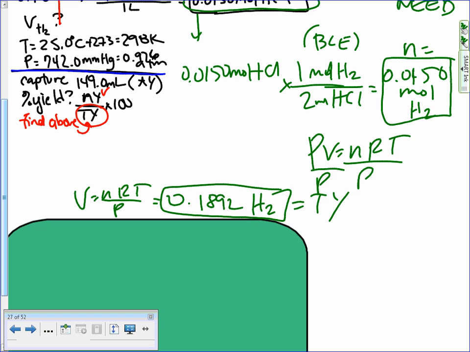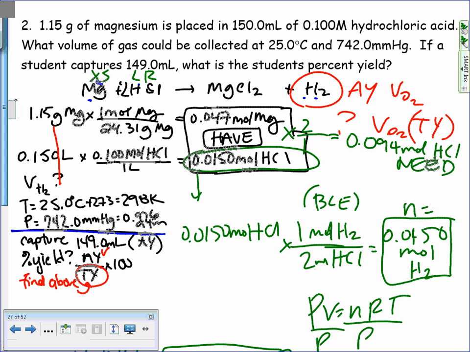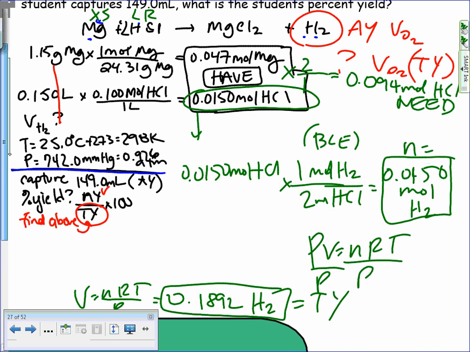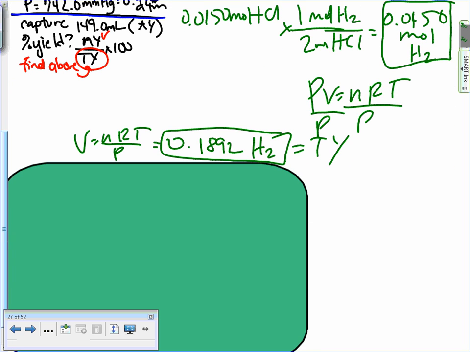Actual yield or theoretical yield? And what the heck was actual yield again? We've gone through all this problem. What was actual yield? 149 milliliters, right, you see it right there. Student captures 149 milliliters. That's the actual yield. That's what they've captured. Now, we're going to capture gas tomorrow. It's like capture the flag, but chemistry. 149 milliliters of hydrogen gas over that, but I can't have it in liters, right?